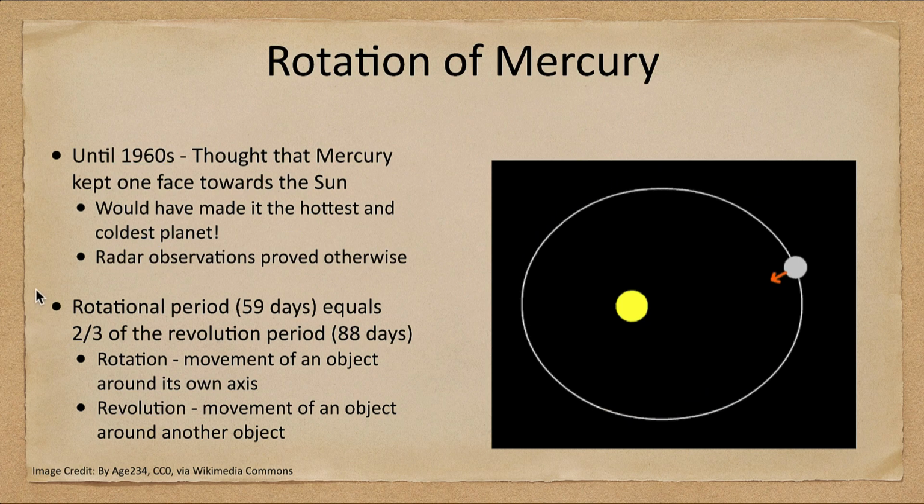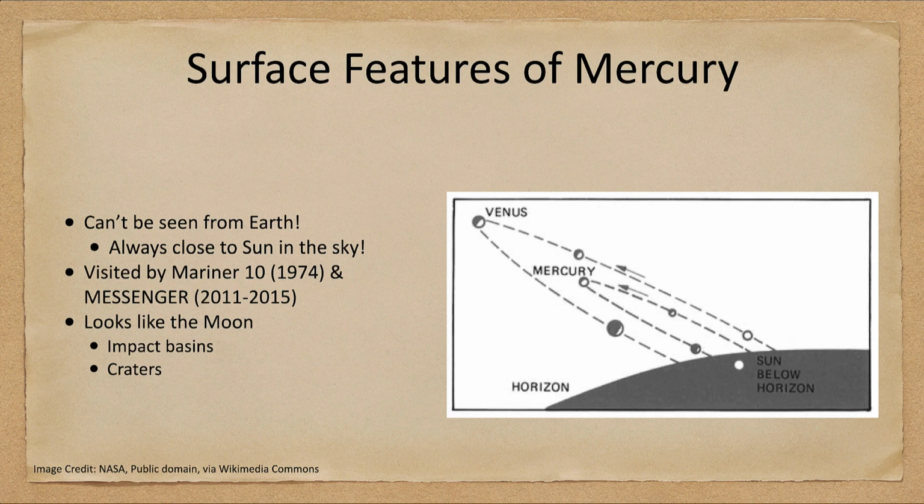So what do we see? How about the surface features of Mercury? Well, we can't see the surface features of Mercury from the Earth. We can see Mercury, but we cannot see the surface features. And that's because Mercury is always close to the sun in the sky. So when we see this here, here's our sun below the horizon.